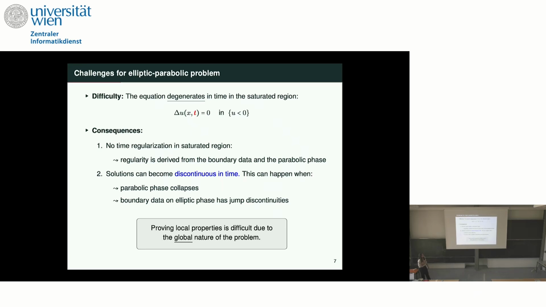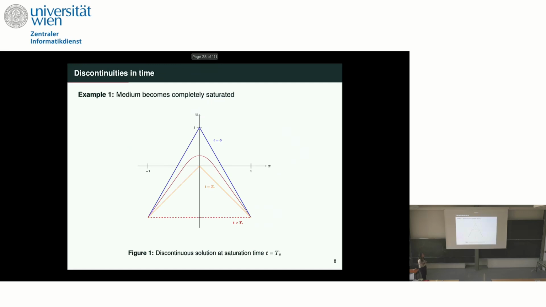What I wanted to emphasize here is that due to this global nature of the problem, it is difficult to prove local properties of solutions. Let's see a couple of examples where this can happen, just to illustrate the situation better. First, when the medium becomes completely saturated. The situation here is a 1D flow. The domain is -1, 1, and the boundary data is constant, -1, let's say. We start with this blue profile over here, this kind of tent, and then we let it evolve. So what happens?